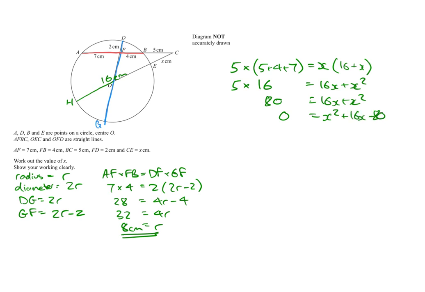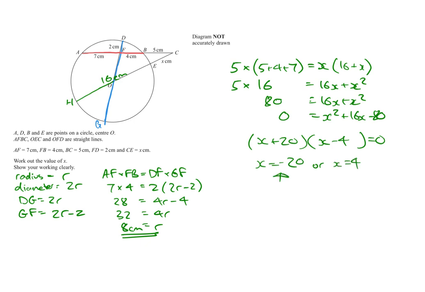Quadratics, you know, we can usually solve. So what does that one become? This one works out quite nicely. It's (x plus 20)(x minus 4). You can use the quadratic formula, but you should be able to do that yourself. So x equals minus 20 or x equals 4.